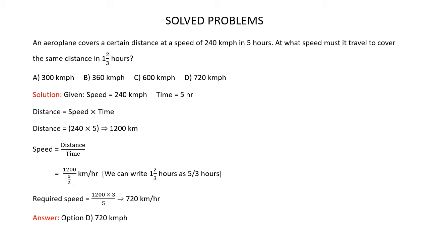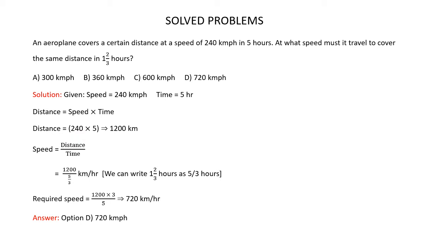Now it's given an aeroplane covers a certain distance at a speed of 240 kilometers per hour in 5 hours. So speed is 240 kilometers per hour and time is 5 hours. We know that distance is equal to speed multiplied by time. Substituting the values, we get distance is equal to 240 multiplied by 5, which is 1200 kilometers. So now we know the distance as 1200 kilometers.